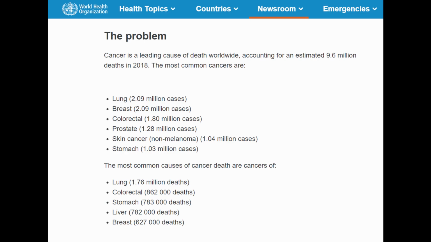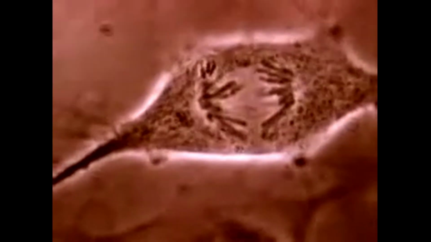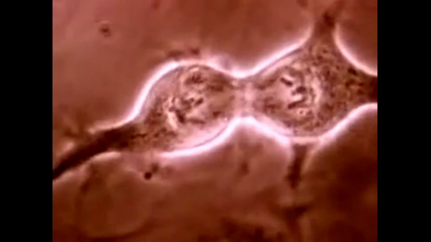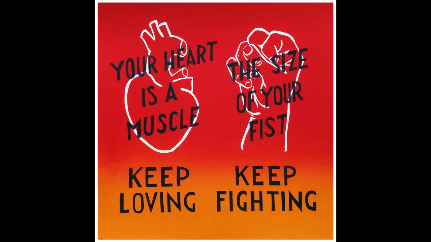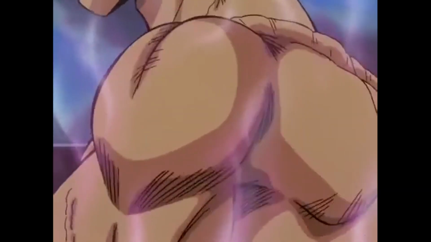You'll notice on the list that the colon, stomach, and liver are the second through the fourth most common forms of deadly cancer. That's because those three organs are notorious for rapidly going through cellular replacement. On the other hand, the heart is a muscle the size of your fist, and muscle fibers don't divide. You have the same amount of muscle fibers right now as you did when you were a baby, and you will have the same amount when you're on your deathbed.